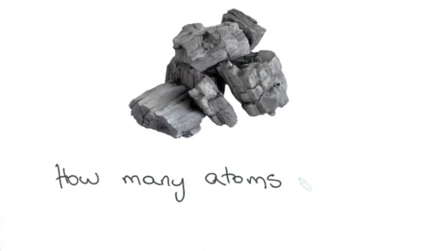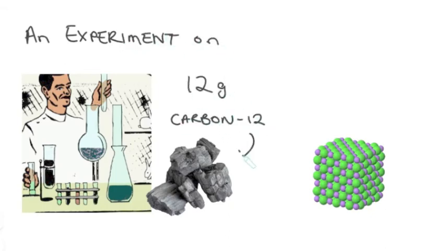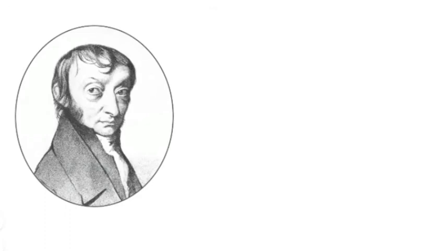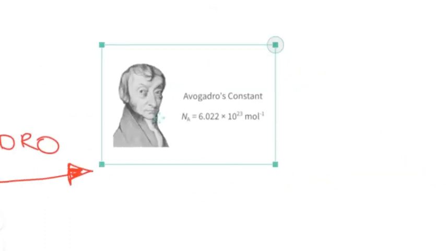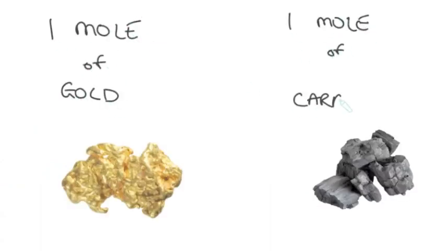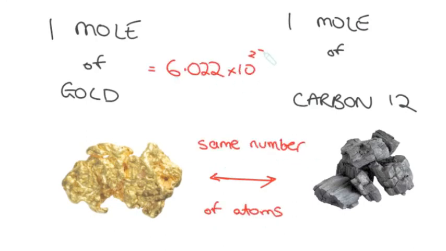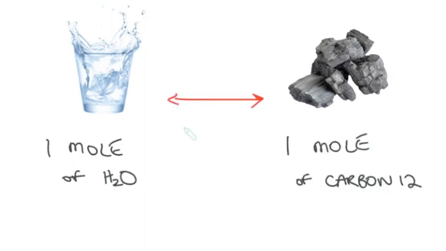So how many atoms are in carbon-12? Well, a little experiment was conducted on 12 grams of carbon-12, and it was found that it contained 6.022 times 10 to the 23 particles or atoms, and this was conducted by Mr. Lorenzo Avogadro, and hence Avogadro number was born. So 1 mole of pure gold and 1 mole of carbon-12 will contain the same Avogadro number, and 1 mole of water, you guessed it, will contain the same Avogadro number.